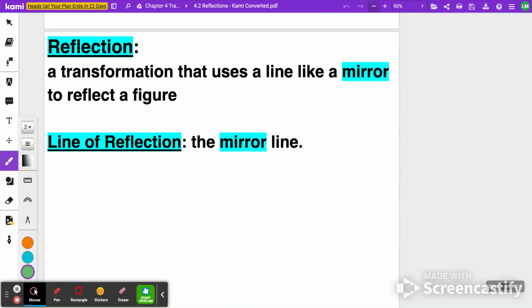The first thing we're going to cover is what a reflection is and what a line of reflection is. A reflection is a transformation that uses a line like a mirror to reflect a figure. The line of reflection is the mirror line that you would use to reflect something over. Let's make sure that we have both of these things copied in our notes first before moving on. So if you need to, you can pause the video here, and when you're ready to go on, click play.